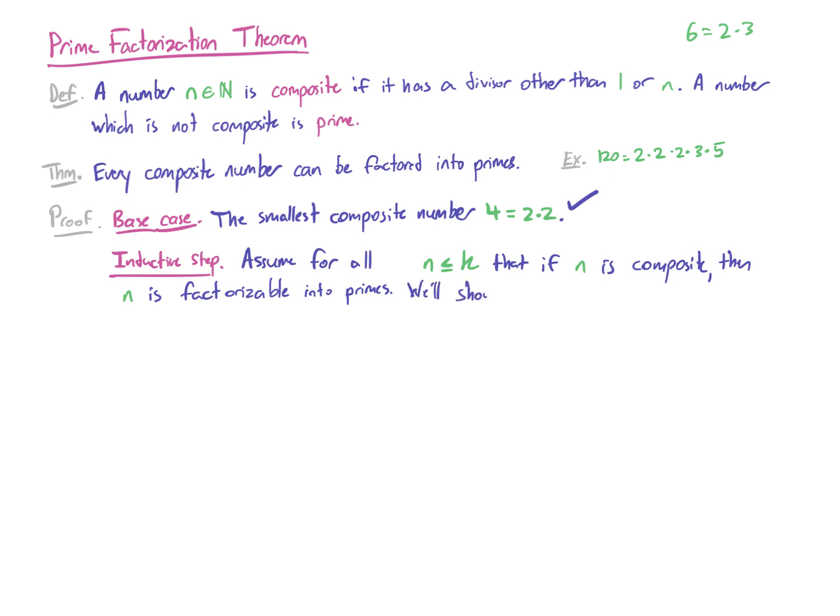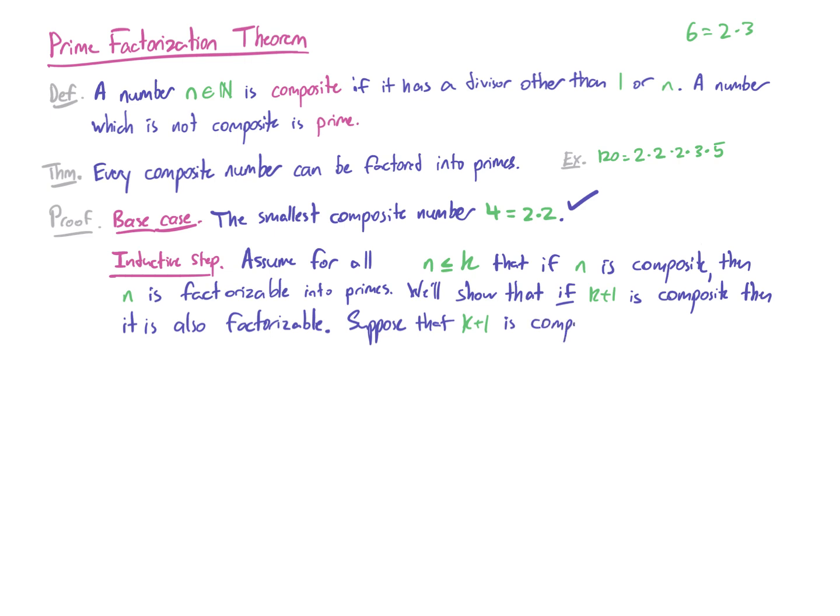We'll show that if k plus 1 is composite, then it is also factorizable. Okay, how are we going to show this? So let's go ahead and suppose that k plus 1 is composite.